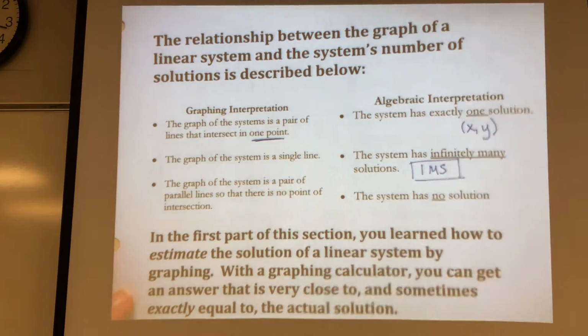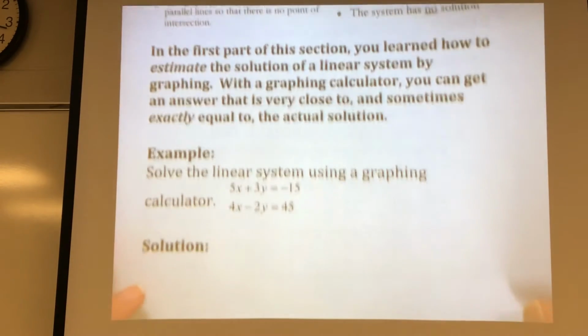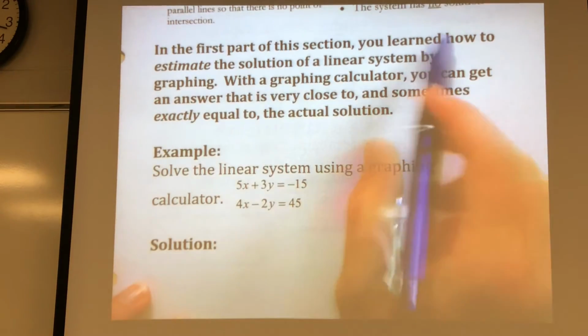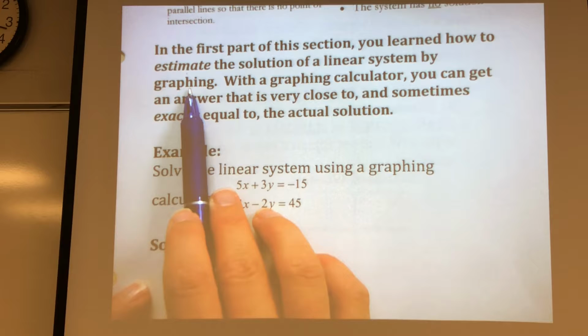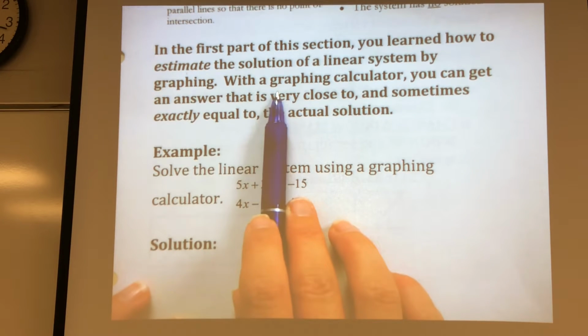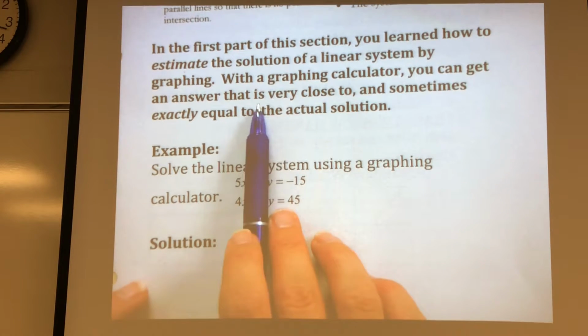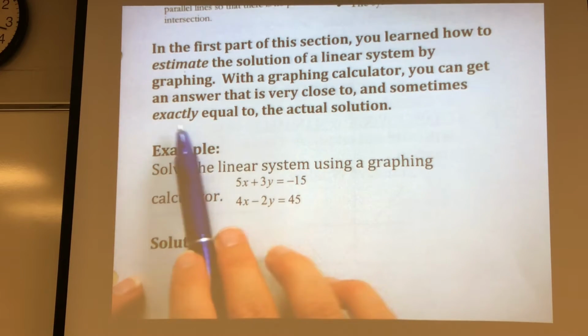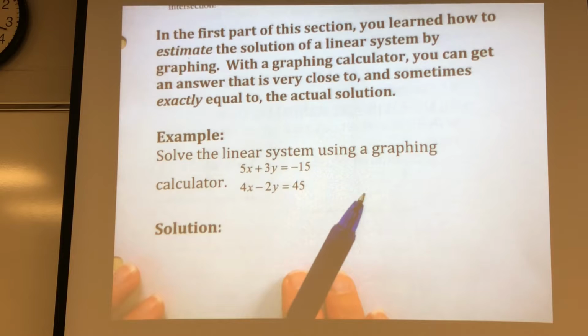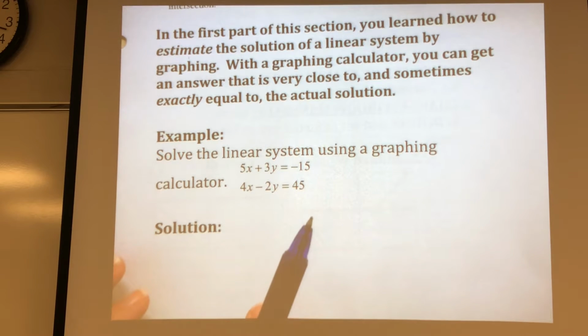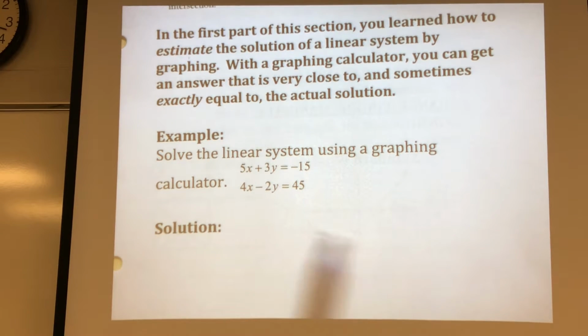All right, so on all of those, we talked about how graphing is not very accurate. We were learning to estimate the solution by graphing because it's not really accurate. However, if we use a graphing calculator, we can get an answer that's very close, sometimes exactly, to the actual solution. So we're going to try using our graphing calculators now to find the intersection point.